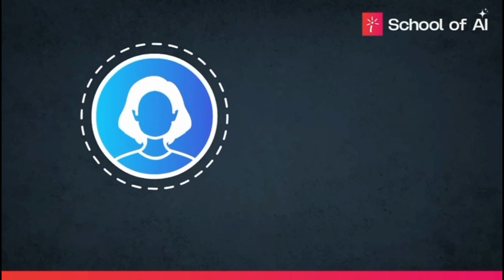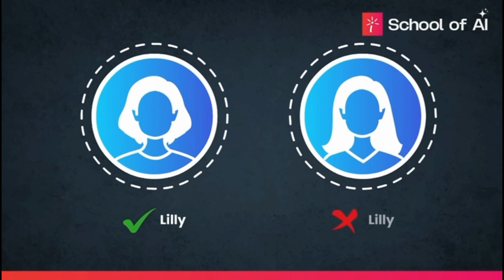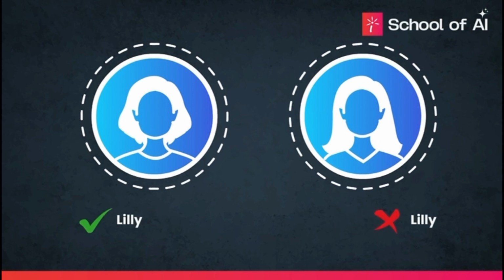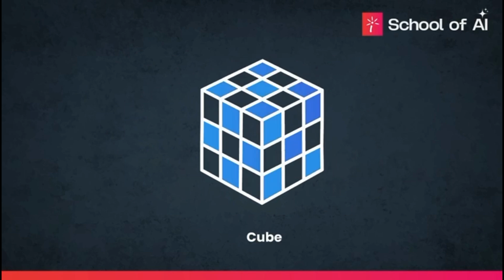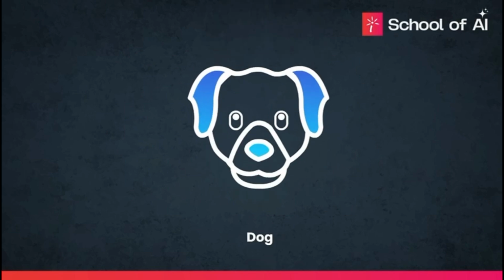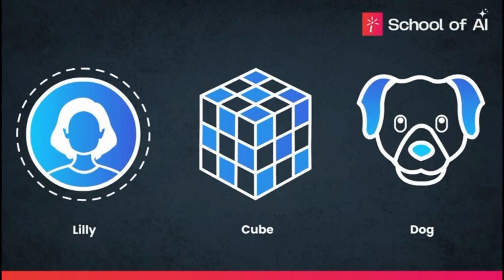Humans don't need to think much to recognize whether someone is Lily or not. As humans, we can recognize things in an instant. This is a cube, or that's a dog. It's almost effortless for us. But for a computer, it's not that simple.